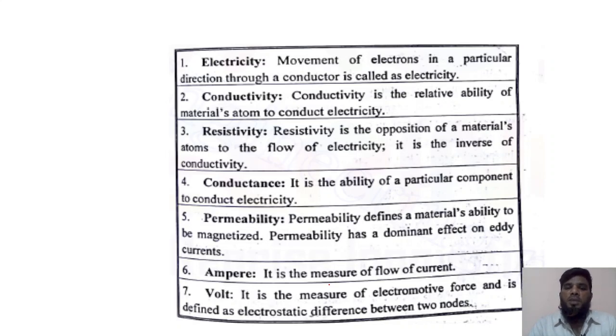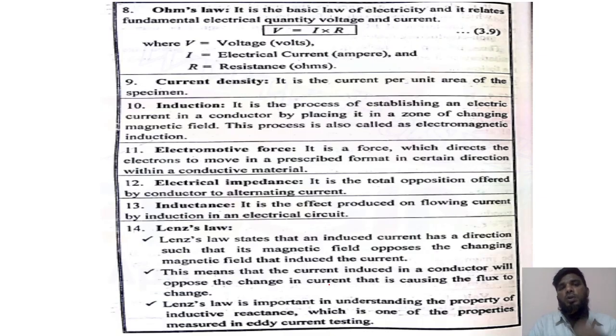Ampere is the amount of current, or the flow of current. Ampere is generally used as the unit of current. Volt is the electromotive force required to move one electron from one state to another state. That is, an electrostatic difference is created from 0 to 1 or 1 to 0, whatever it may be. So the electromotive force required to move an electron from 0 to 1 is called a volt. Next, Ohm's law.